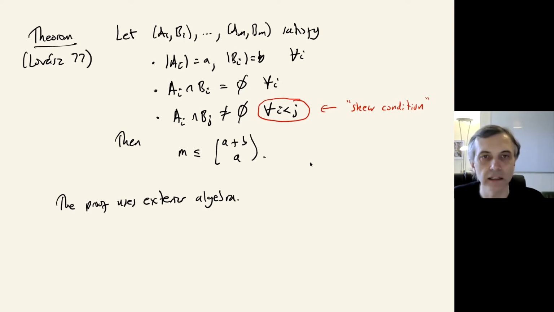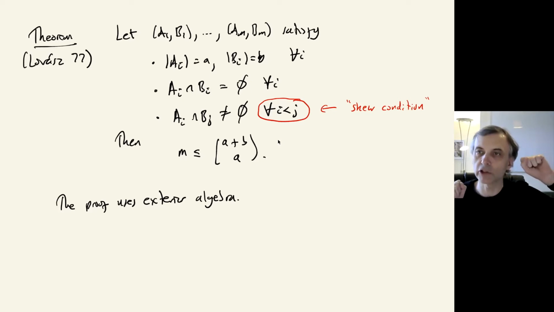Here's a second generalization, due to Lovász. Now we go back and insist that the A sets all have size a and the B sets all have size b, so the profiles are all the same. We keep the condition that A_i and B_i are disjoint, but we weaken the intersection condition. Rather than every A_i meeting every other B, we have that A_i and B_j meet if B_j comes later in the sequence than A_i. So earlier A's meet later B's: if i is less than j, then A_i intersect B_j is non-empty.